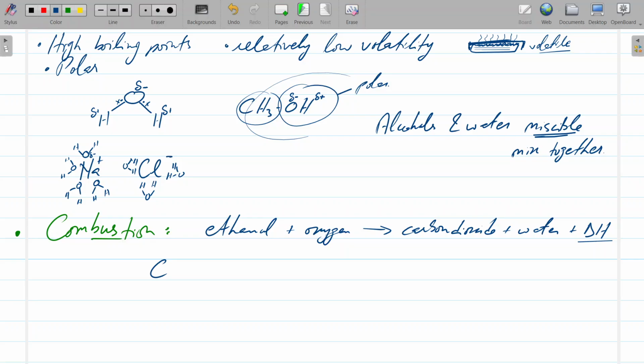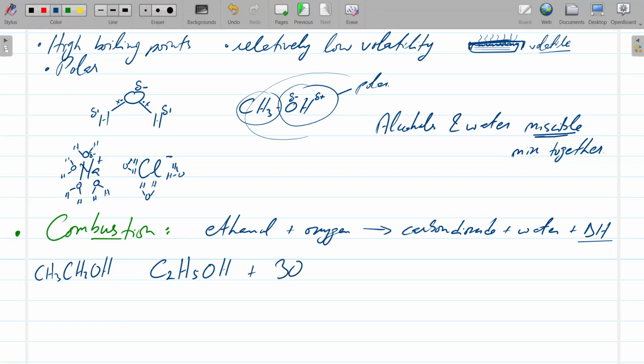It is C2H6... no, it's not H6, it's H5, and then OH. Now that is the molecular formula. So we can go with that as well. But what I actually asked you was the structural formula. For that, you would have told me CH3CH2OH. Yes. Okay.